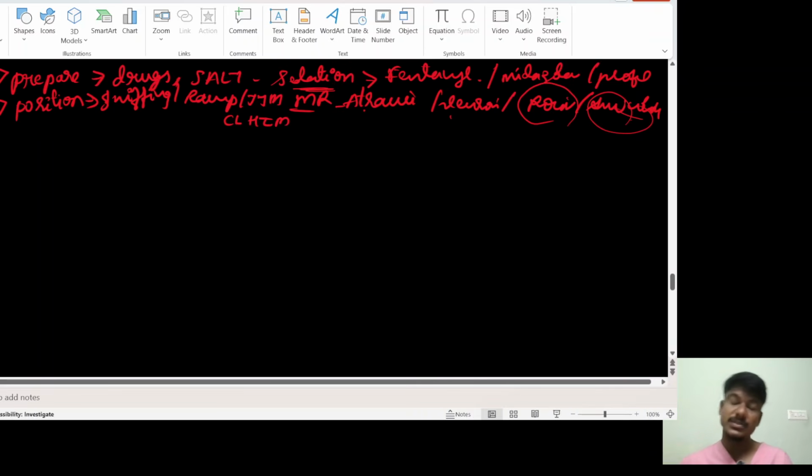Then, once you have given the position, you have kept all the sedatives, drugs, tubes, and suction ready, and the patient is in sniffing position. Next, what are you going to do? You are going to pre-treat the patient. What are you going to pre-treat with? You are going to give drugs, IM atropine or glycopyrrolate injection.